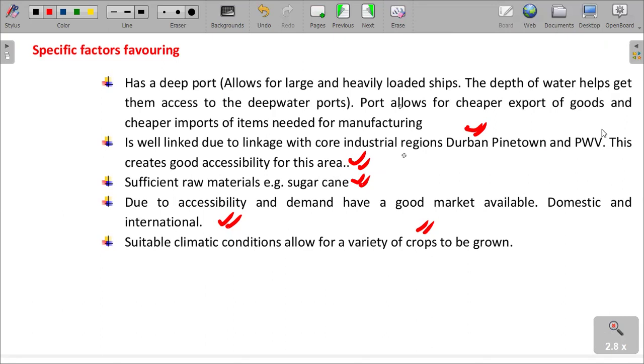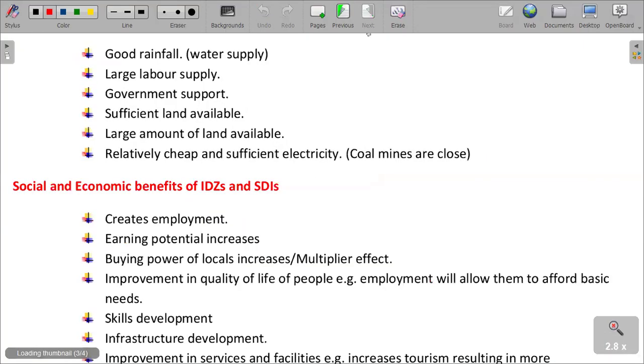That is a good example; we can say that sugarcane is an example in that respect. So the factors that are favoring the establishment of Saldanha Bay: we talk about rainfall, large supply of labor, sufficient land, and also electricity, which are also good points in that regard.